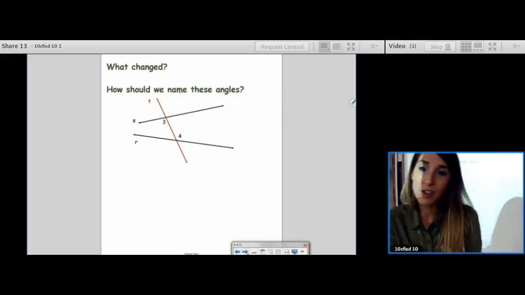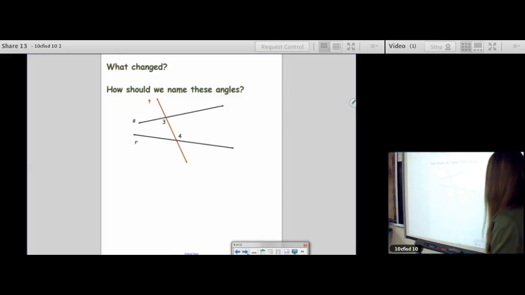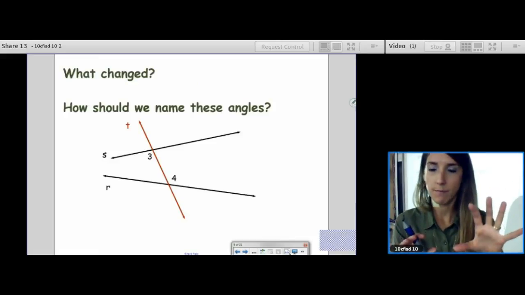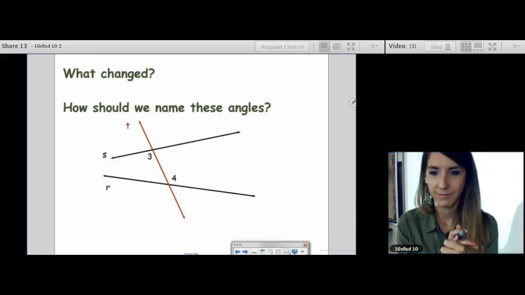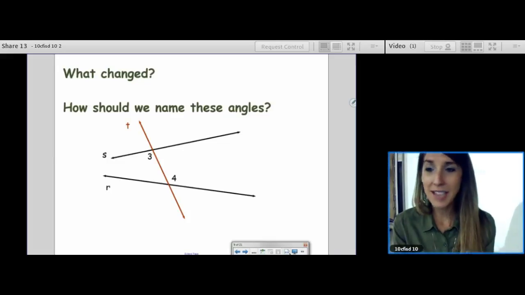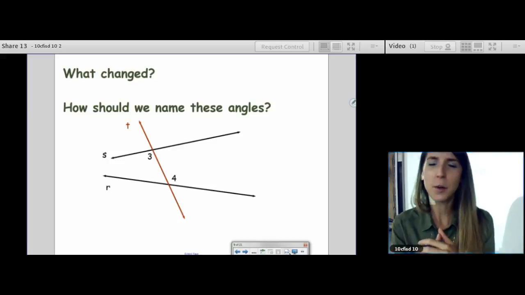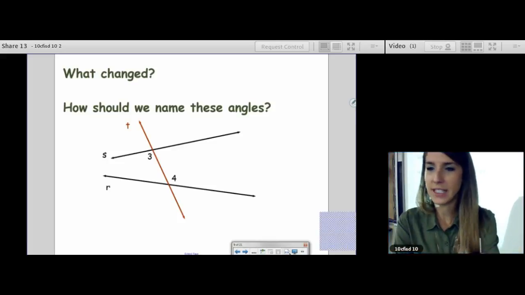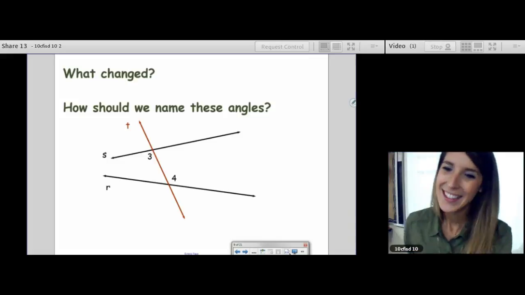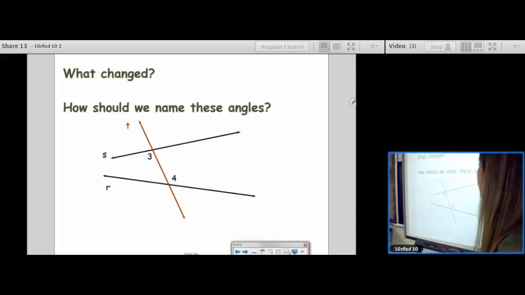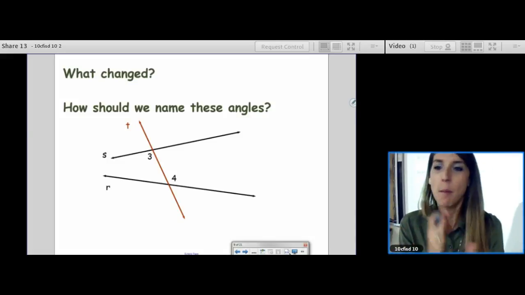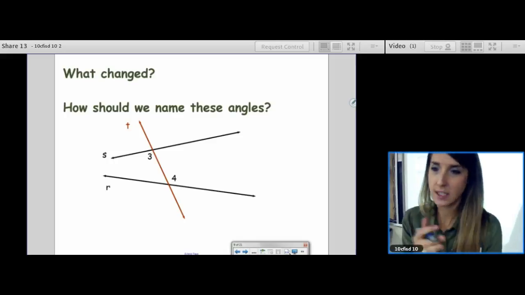Our next set of angles are going to be in two different locations. Now we're going to talk about 3 and 4. What changed? Obviously, they're not on the same side anymore. They're on different sides. So are we going to call them different side interior angles? We're not going to call them different sides. What's another word we could use? Very good. Alternate. I know they're on different sides. I know you might think they're on opposite sides, but we're going to call them alternate interior angles.